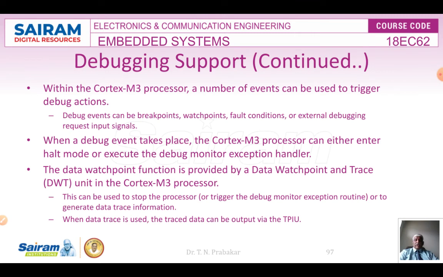Within the Cortex-M3 processor, a number of events can be used to trigger debug actions. For example, there are breakpoints, watch points, fault conditions, or external debugging requests. All these things are also available, which will help us to debug the program.